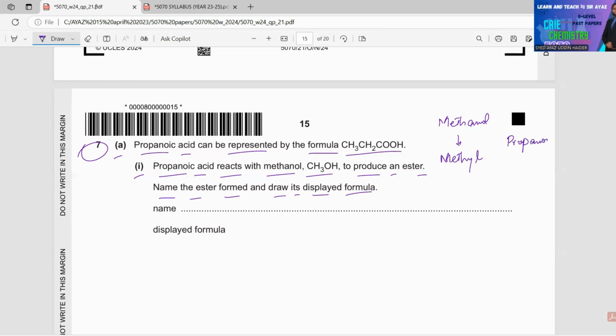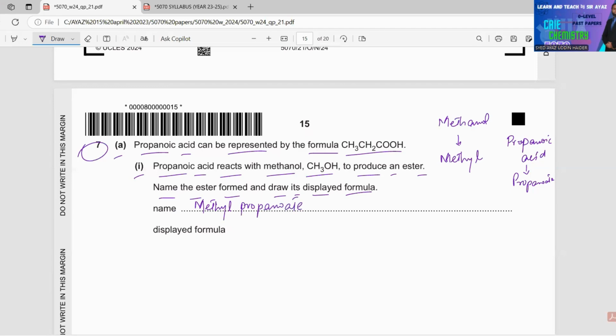Propanoic acid gives propanoate. So the ester must be methyl propanoate.